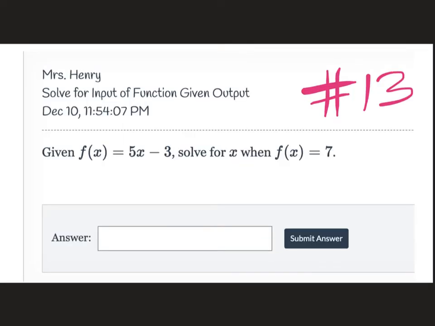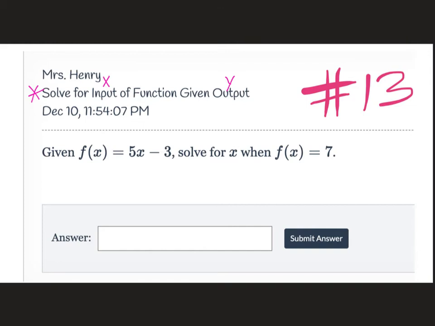All right, this last one I have examples for says solve for input of a function given the output. So remember, input means your x value and output means your y value. What this is saying is you're going to solve and try to find what your x is if you're given what your y is.